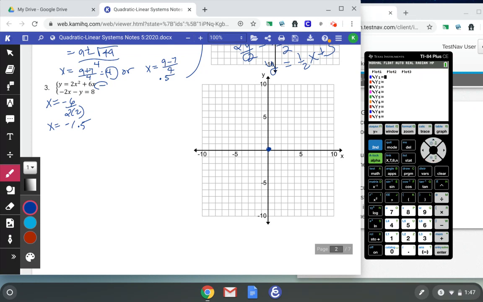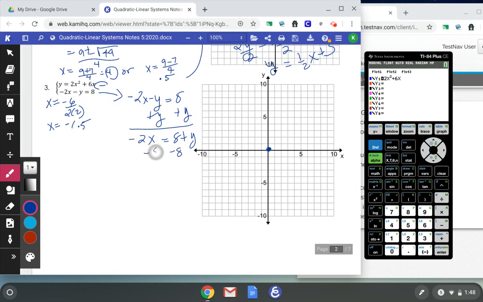All right, so I'm going to put in my calculator 2x squared plus 6x. And then the second equation, this one right here, I have to get y by itself. So I'm going to add y to both sides. I have negative 2x equals 8 plus y, subtract the 8. So y equals negative 2x plus 8.